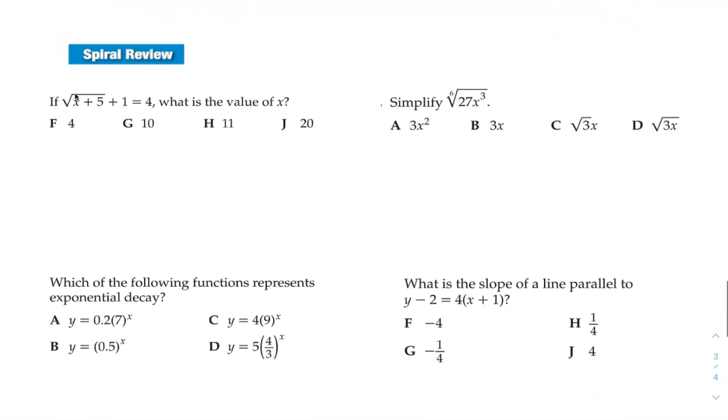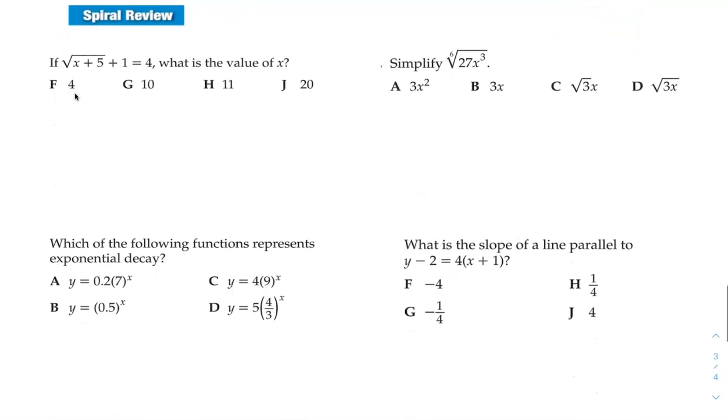And then just some review problems. I think it was pretty much out of the law of sines. So let's do these real quick. If the square root of x plus 5, plus 1 equals 4, what's the value of x? A little review. So let's subtract 1 from both sides. So the square root of x plus 5 equals 3. We're going to square both sides. This is getting ready for the final. It's coming up. Then we subtract 5. X equals 4.